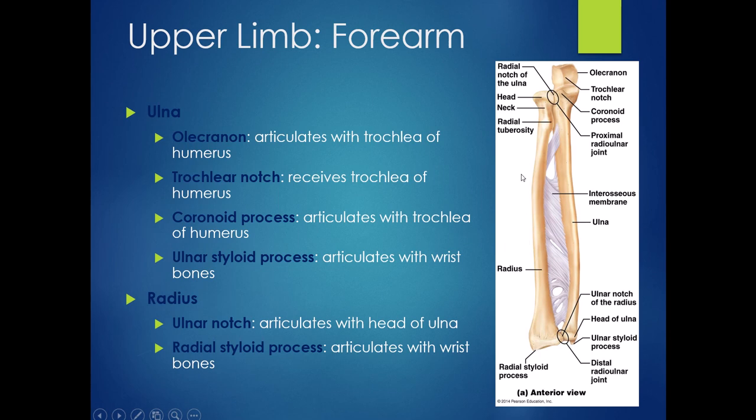You'll also see two notches. The notches always tell you what goes in them. So up here, we have the radial notch on the ulna because the head of the radius goes into the radial notch. And then down here on the radius, we have the ulnar notch so that the head of the ulna goes into the ulnar notch on the radius.